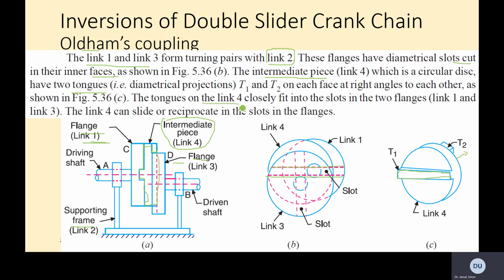The tongues on link 4 closely fit into the slots in the two flanges, link 1 and 3, and link 4 can slide or reciprocate in the slots in the flanges. So link 4, this one, sits nicely within both flanges basically. The intermediate piece can fit within the two sides basically.